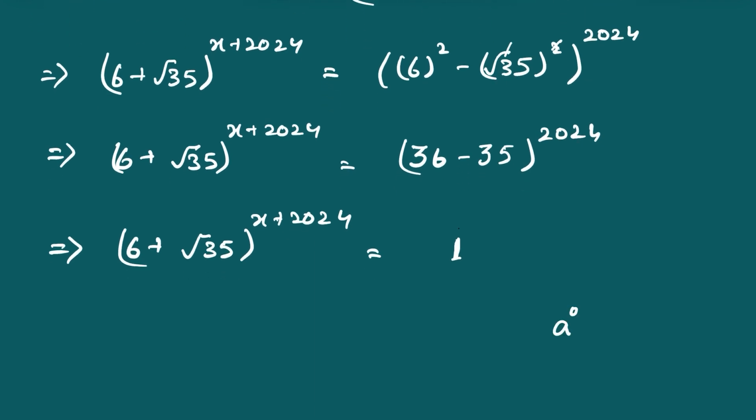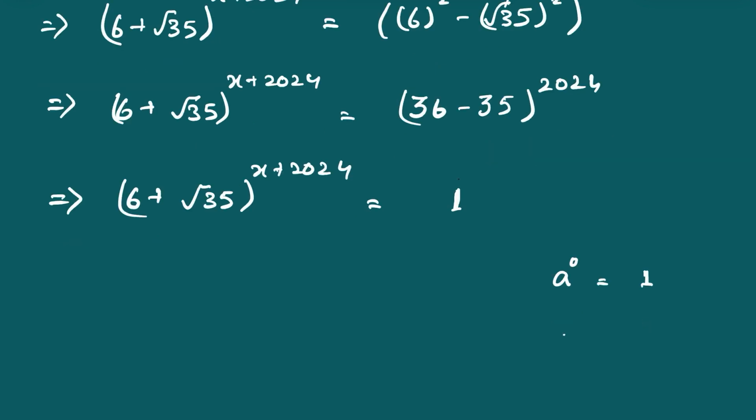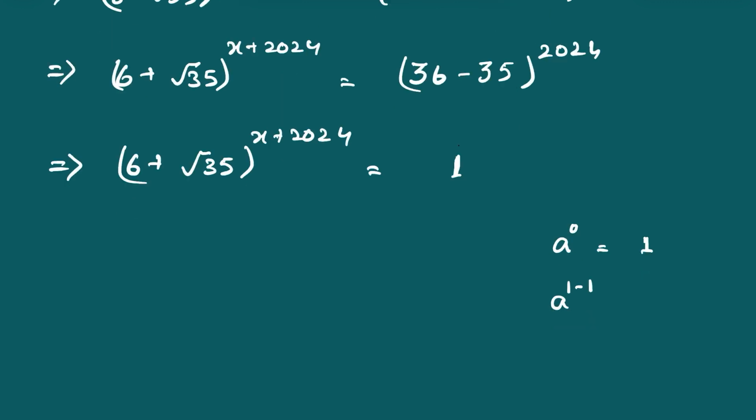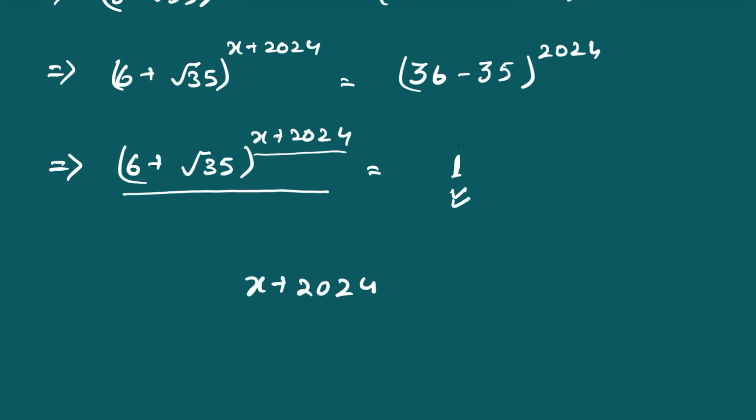Now we know a raised to the power 0 is equal to 1. How? Because a^0 we can write as a^(1−1), and a^(1−1) is a upon a. So this gives you 1. So a^0 is 1. So that means x + 2024 must be equal to 0, so that this whole equation becomes 1. So x + 2024 is equal to 0, or x is equal to −2024.